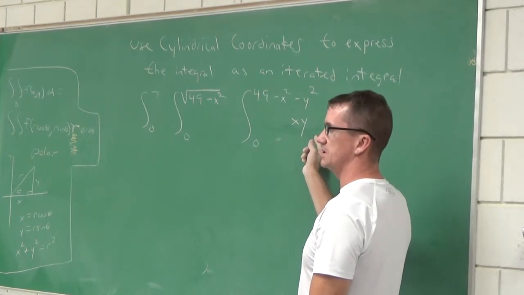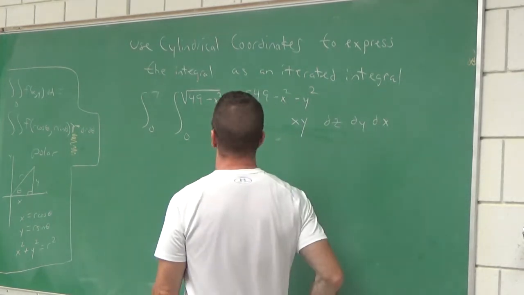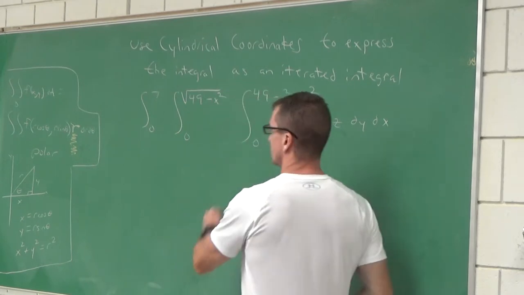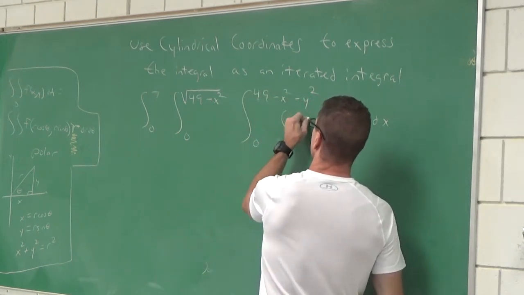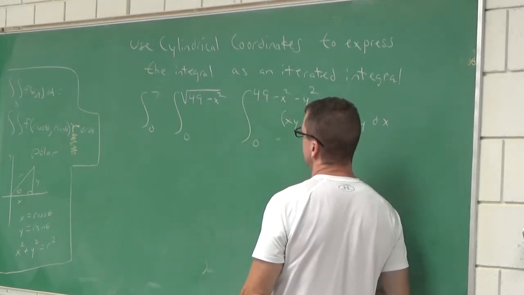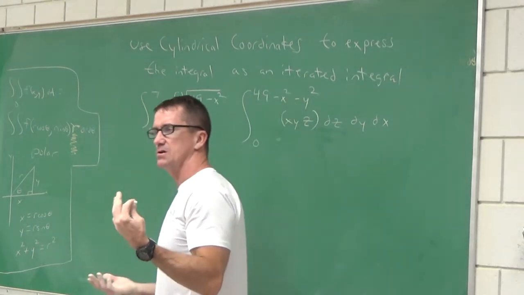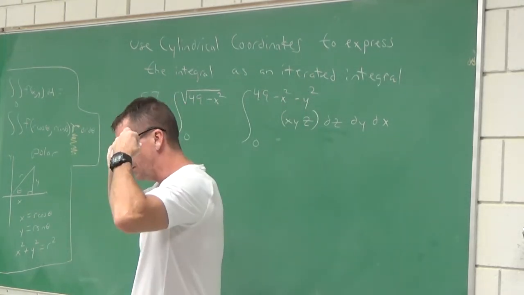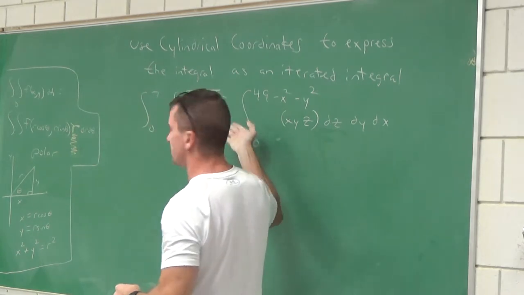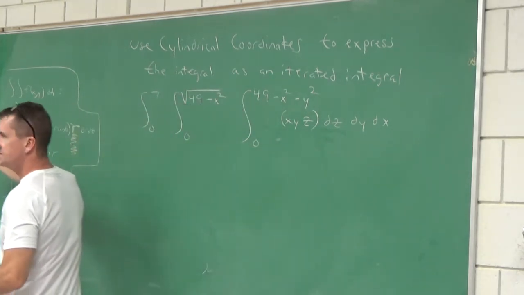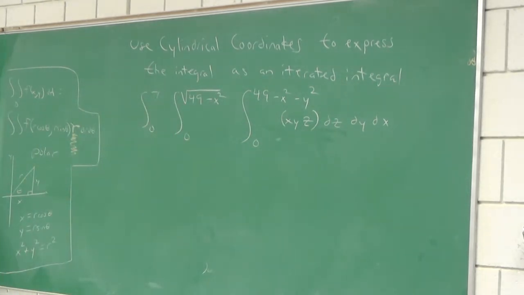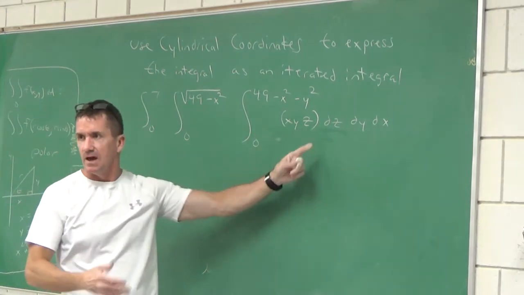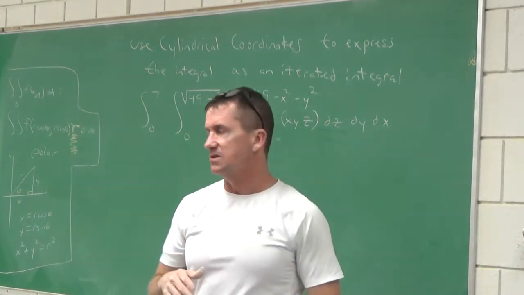Now, if they want us to go cylindrical, in fact, would you do me a favor? Let's make this xyz. Geometrically, in terms of real-life application, what would this find? Do you agree this could find mass? This could find mass when the density is what? x, y, z. Now, we're going to go cylindrical on this.